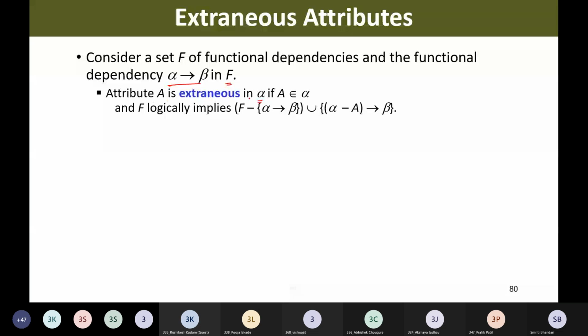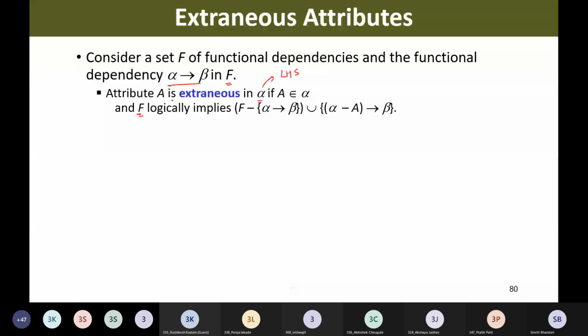Attribute A is extraneous in alpha if A belongs to alpha and F logically implies this new set of functional dependencies, F minus alpha to beta union alpha minus A to beta. So what does this mean? Attribute A is extraneous in alpha, where alpha is the left hand side of the functional dependency.